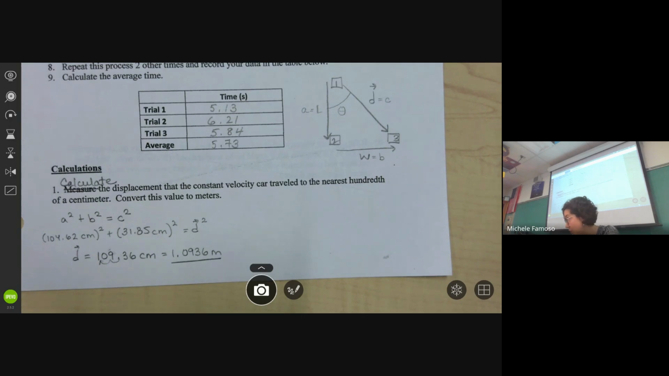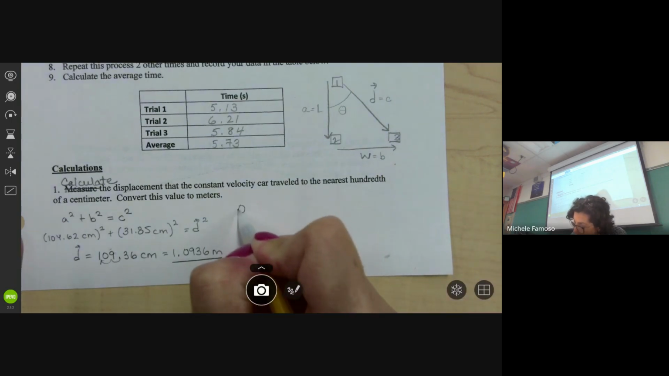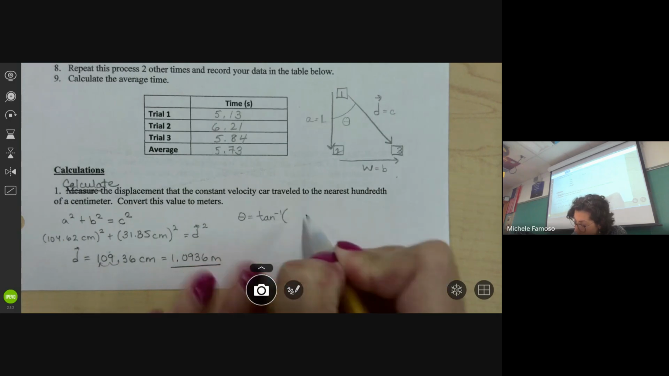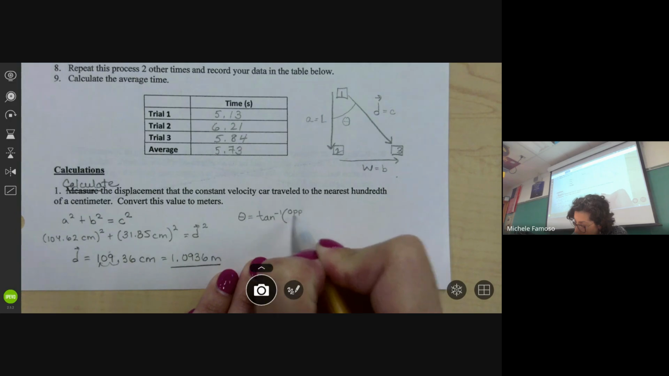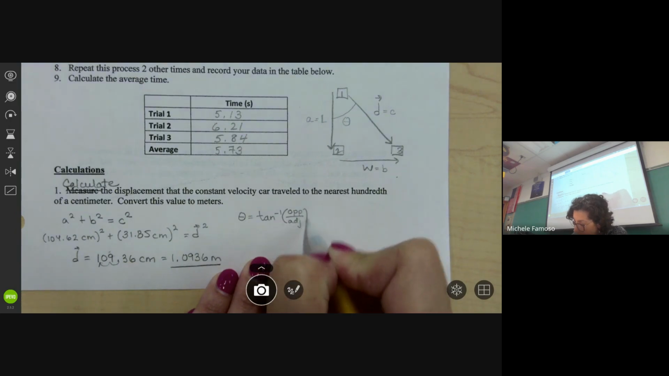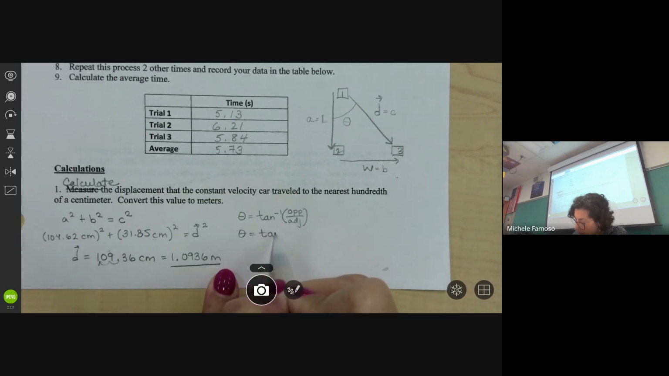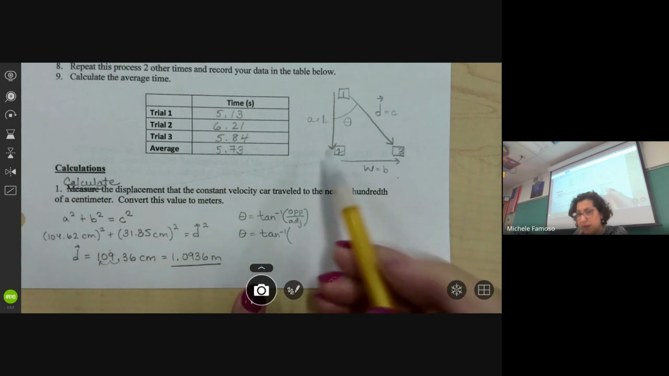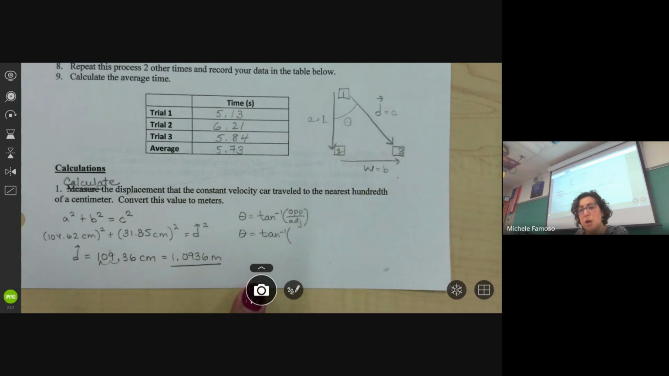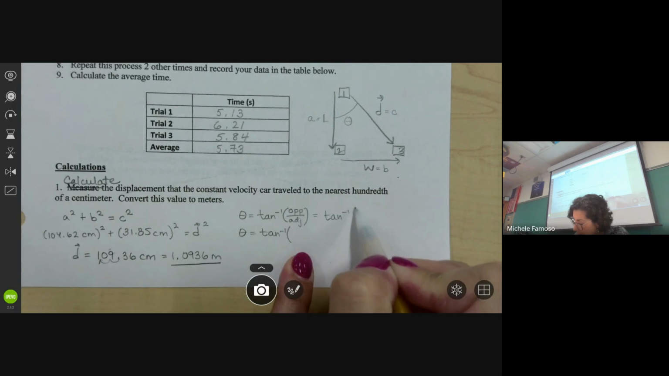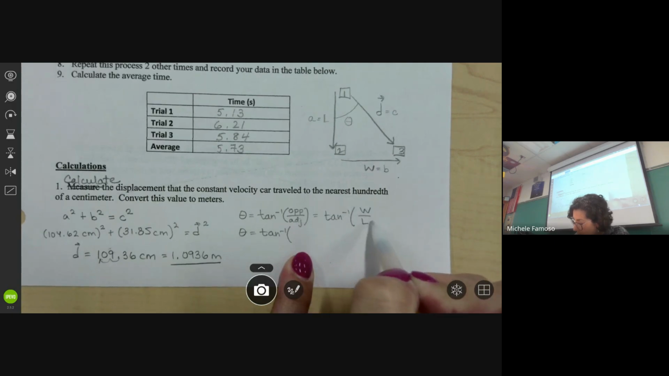What trig function do we use? The tangent. So to get the angle, we're going to do the inverse tan of the opposite over the adjacent side. Which side is opposite in this triangle? The width. So that means I'm going to do the inverse tan of the width over the length.